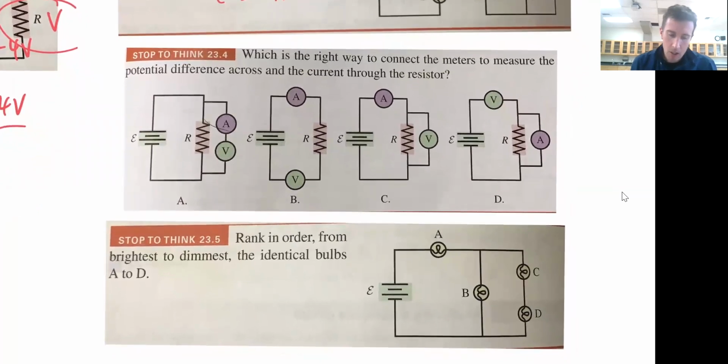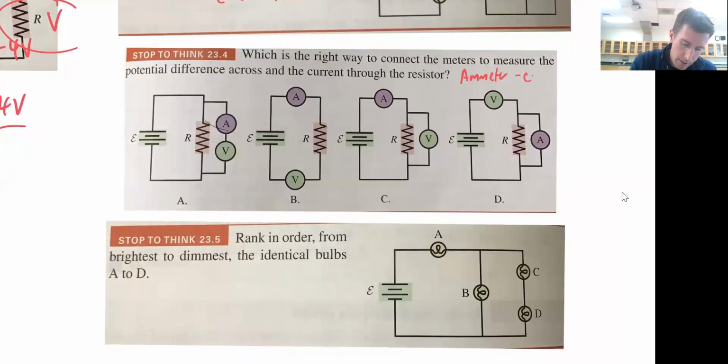23.4. Which is the right way to connect the meters to measure the potential difference across and the current through the resistor? Okay, so this is just how to use a voltmeter and an ammeter. The voltmeter is the tool that's used to measure voltage or potential difference. The ammeter is the tool that's used to measure current. We use the ammeter.